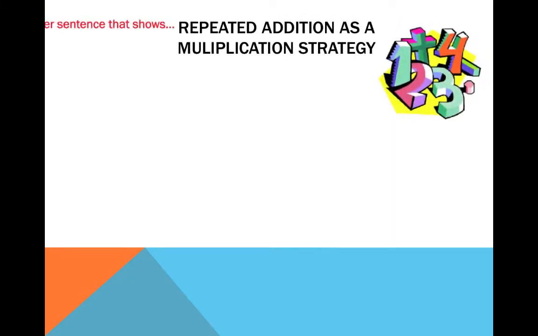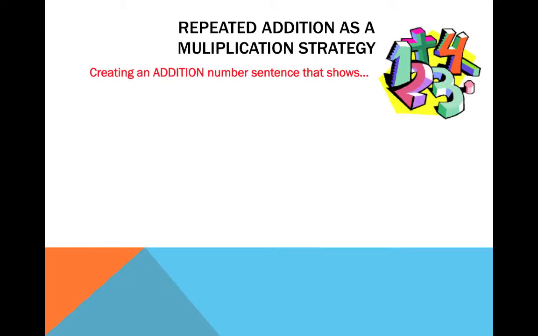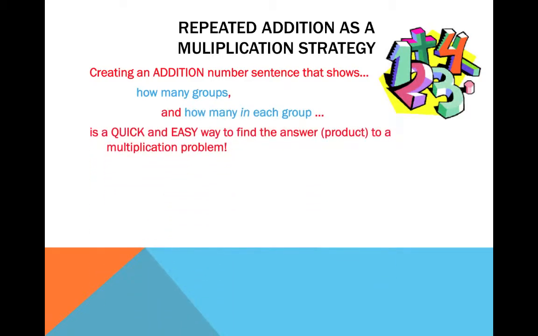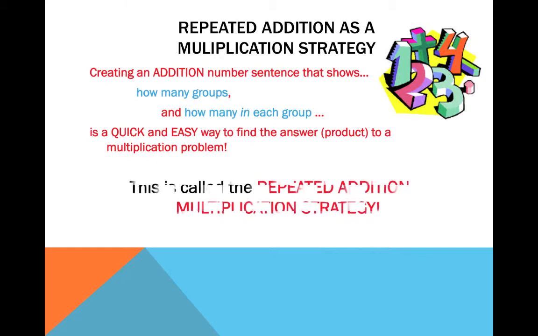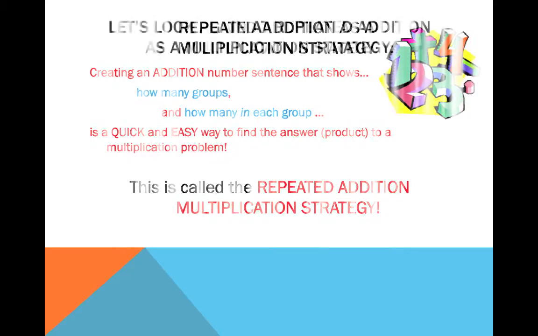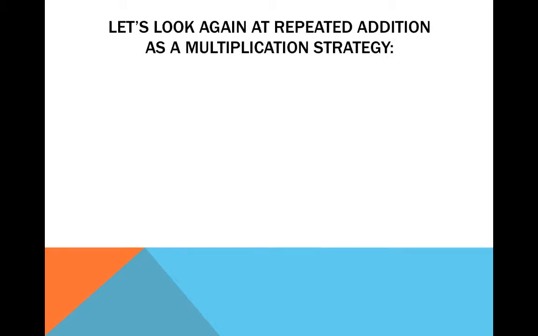Repeated addition is a way of solving a multiplication number sentence. So creating an addition number sentence that shows how many groups and how many in each group is a quick and easy way to find the answer or product to a multiplication problem. This is called the repeated addition multiplication strategy. Let's look again at this strategy and try it in another problem.